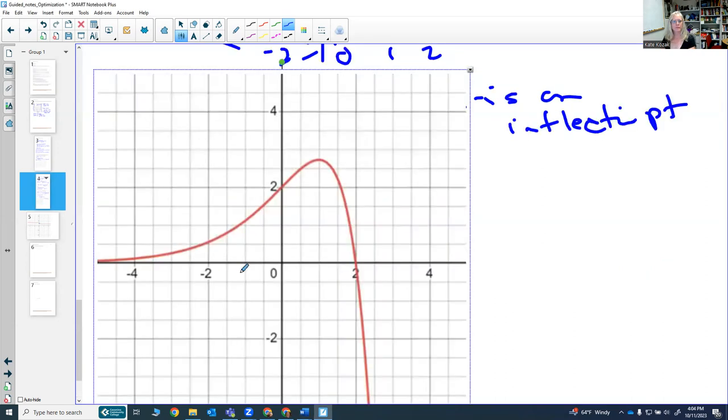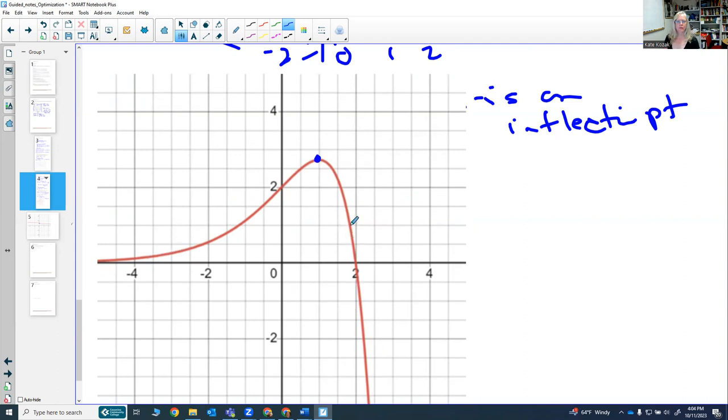The graph confirms this. You can see the maximum, the minimum, and your inflection point. There is no minimum.